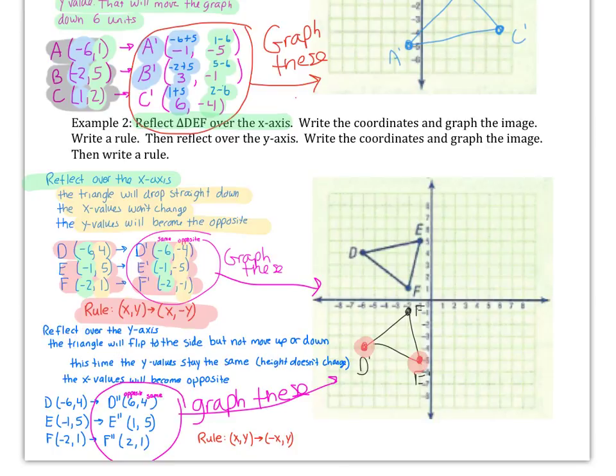Okay, let's do reflection over the y-axis. So we're going to go back to triangle DEF, the original.